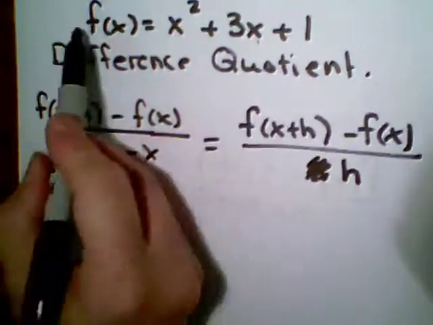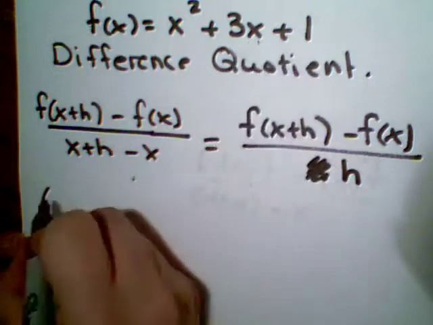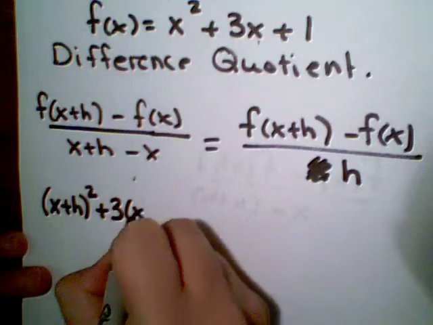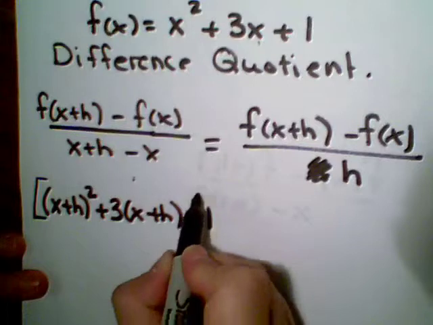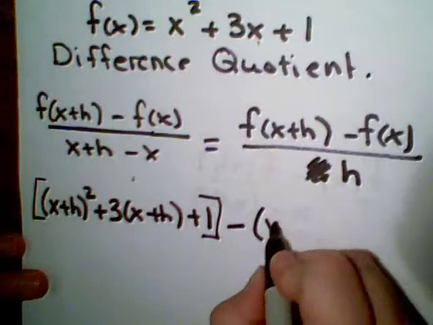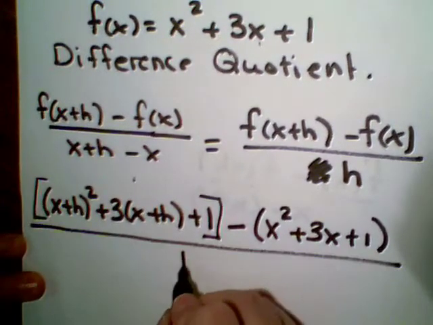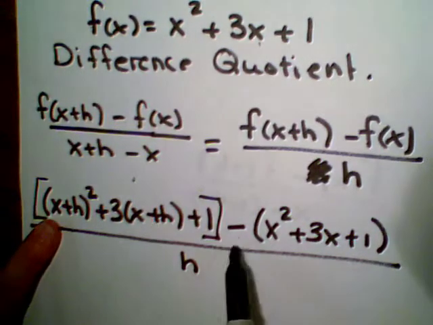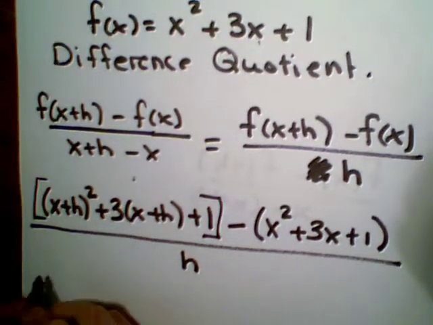we need to take f of x, which is the input squared, plus 3 times the input plus 1. And first we take the sum squared plus 3 times the sum plus 1. You can think of grouping symbols around that. You don't need them, but then you subtract the entire polynomial all over h. The polynomial evaluated at the sum minus the polynomial just with x all over h.